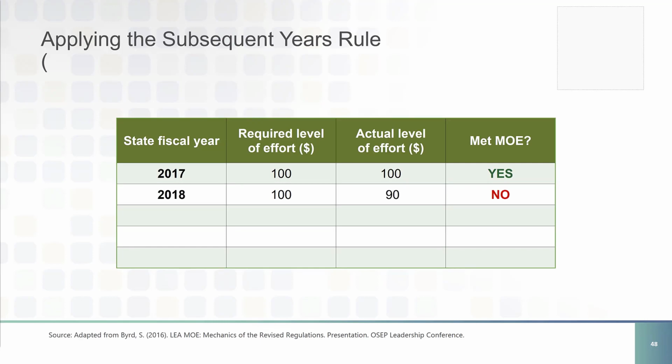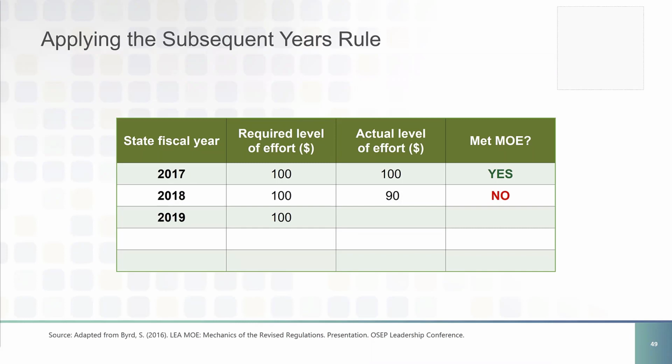In FY18, the required level of effort was $100. And because the actual level of effort was only $90, the LEA would not meet LEA MOE. Note that while the LEA expended $90 in FY 2018, the required effort in 2019 remains $100 from the year it met MOE in 2017. This is consistent with the subsequent years rule. When an LEA fails to meet LEA MOE, the required level of effort remains what it was prior to the failure, and it is not the lower spending level that led to the failure.